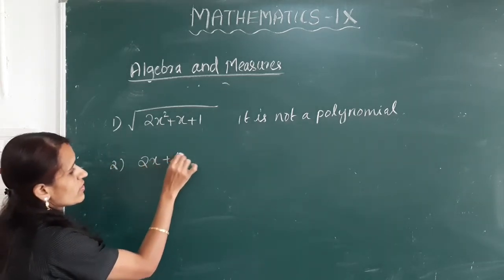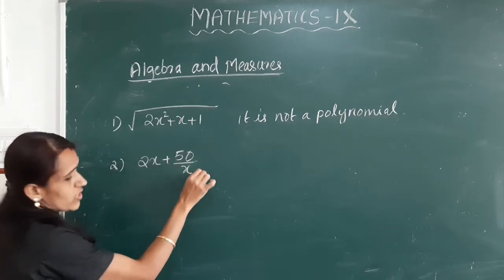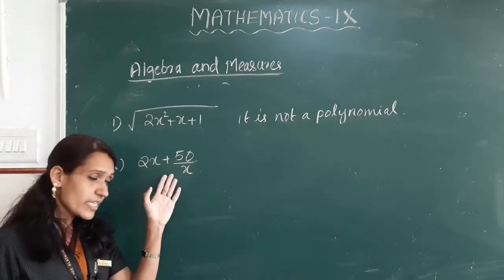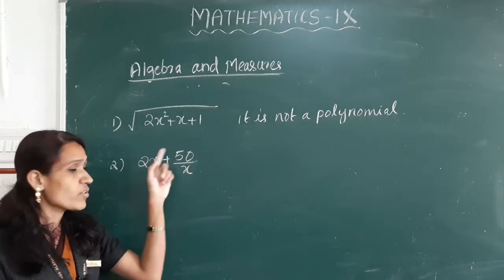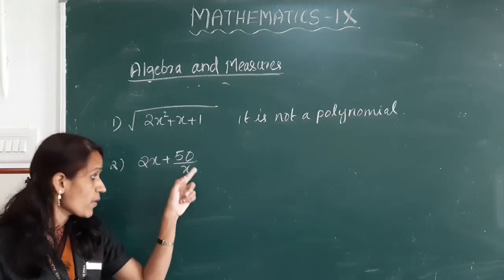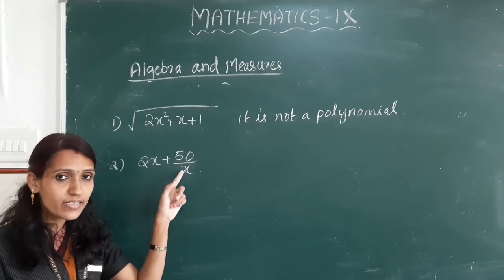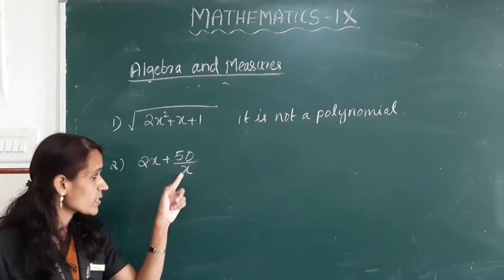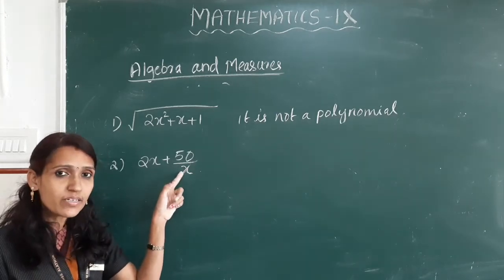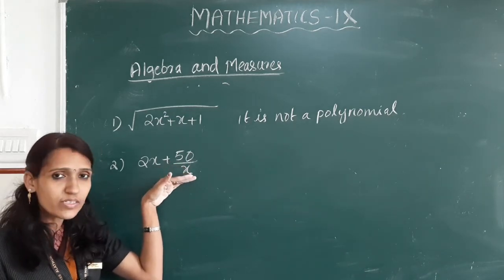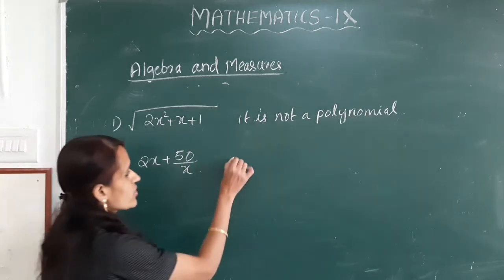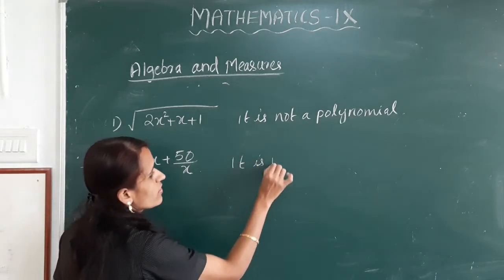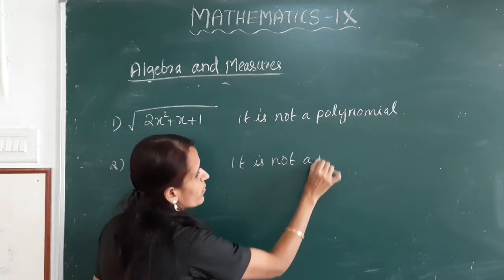2x plus 50 by x. This involves the operations of taking reciprocal of the changing numbers. Right? ഇവിടെ എക്സ് ഡിനോമിനേറ്ററിൽ വന്നു അല്ലേ? അപ്പോൾ എക്സ് ഡിനോമിനേറ്ററിൽ വന്നു കഴിഞ്ഞാൽ ഇത് ഒരിക്കലും പോളിനോമിയൽ ആവില്ല. ഇറ്റ് ഈസ് നോട്ട് എ പോളിനോമിയൽ.